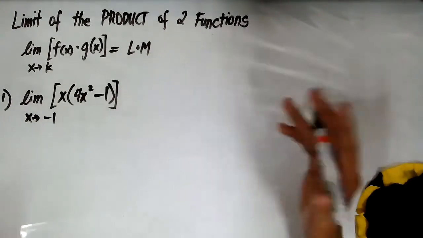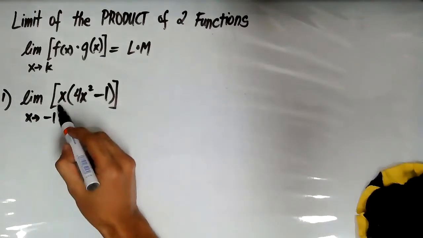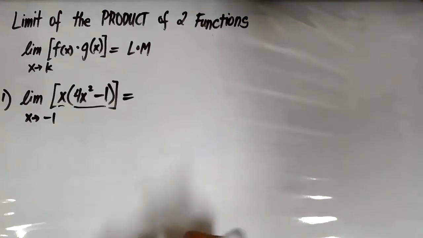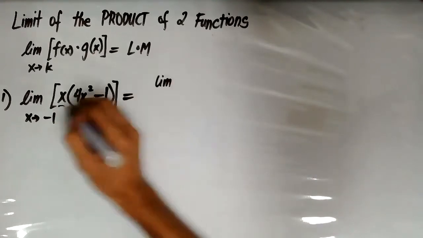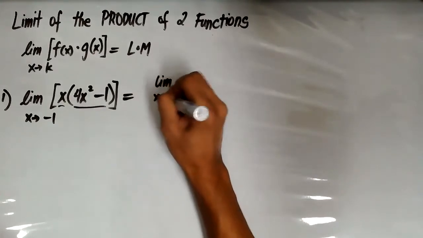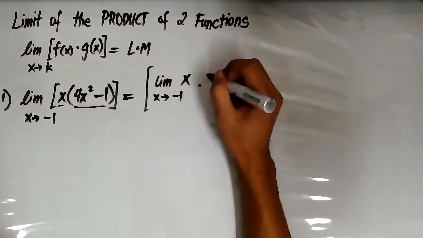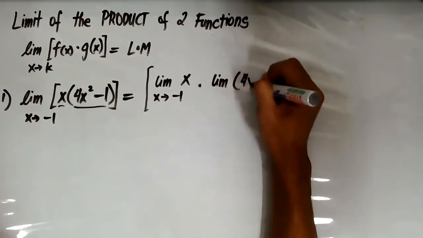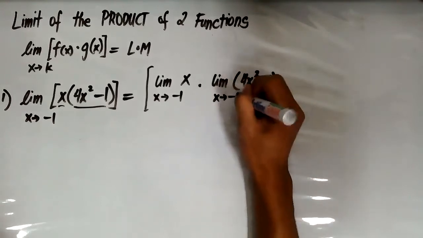All right. So in here, we're going to get the limit of these two functions. You have first to determine the function f and the function g, which is a binomial function. All right. So by applying the law of the product of these two functions, this will become the product of the limit of your x as your x approaches negative 1 times, let's say, the limit of 4x squared minus 1 as x approaches negative 1.